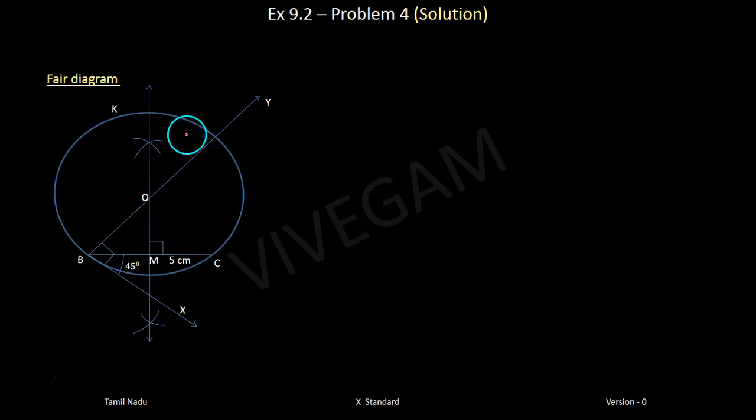So BKC is the alternate segment of the chord. What does the tangent chord theorem say? The angle between the chord and the tangent is the same as the angle subtended in the alternate segment. What it means is that you take any point on the arc BKC and connect it to B and C, the ends of the chord, it will have the same angle, 45 degrees. So that is true.